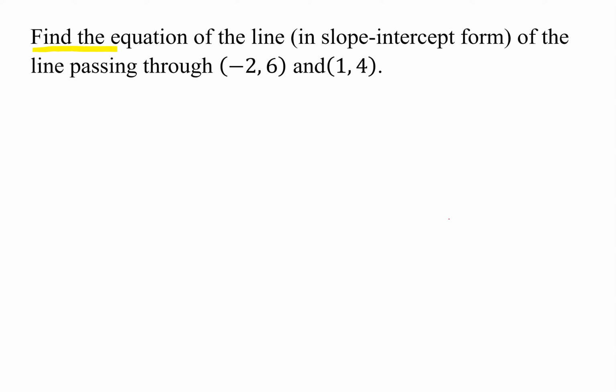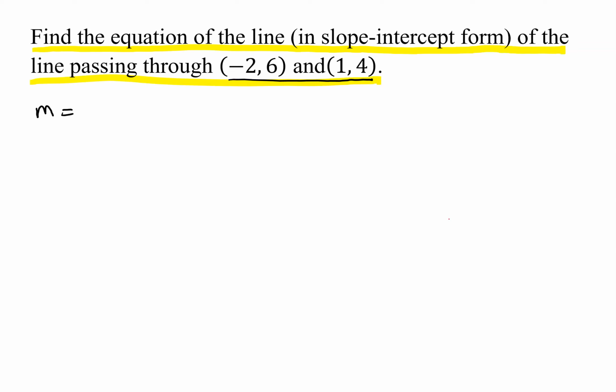In this problem, I need to find the equation of the line in slope-intercept form of the line that passes through these 2 points. To solve this problem, I can either use the point-slope form of the line or the slope-intercept form of the line, but for both of them, I have to know the slope. So the first thing is I need to find the slope of the line that goes through these 2 points.